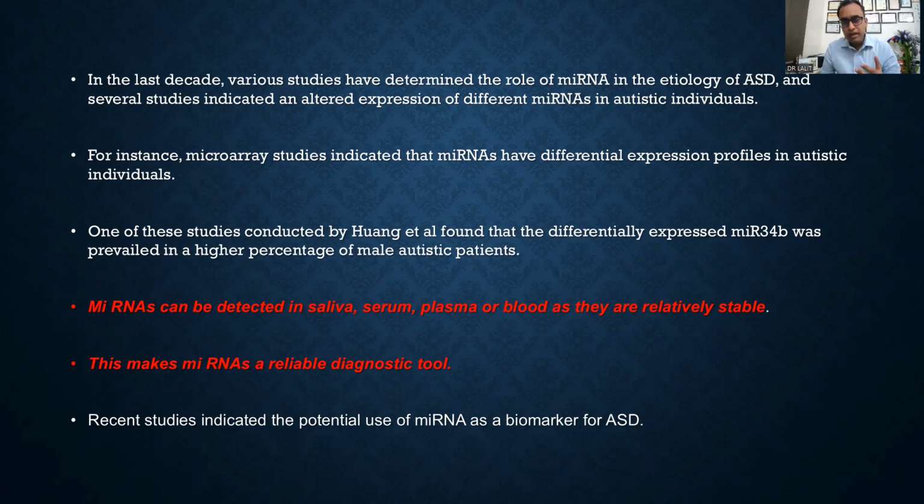Now, miRNA can be detected in saliva, serum, plasma, and blood as it is relatively stable. This is the unique peculiarity of miRNA, that it is relatively stable. As a result, it can be a useful diagnostic tool or biomarker for early detection of ASD. Recent studies indicated this potential use. It's only a potential use, not recommended as of now, of using miRNA as a biomarker for ASD.